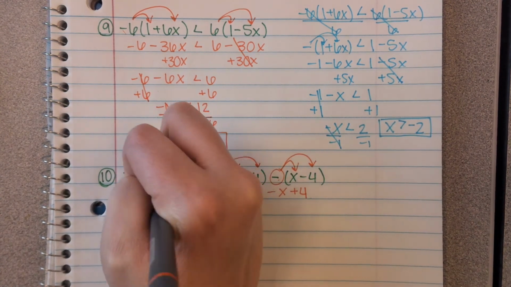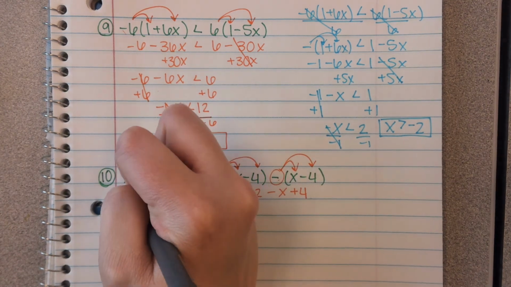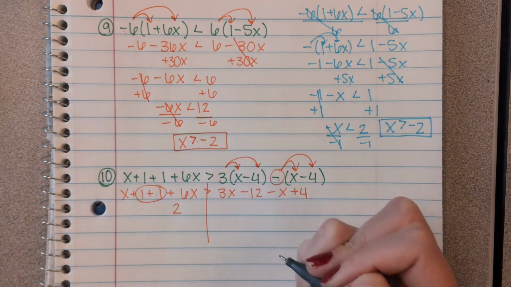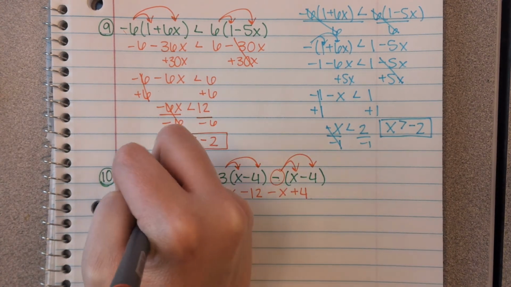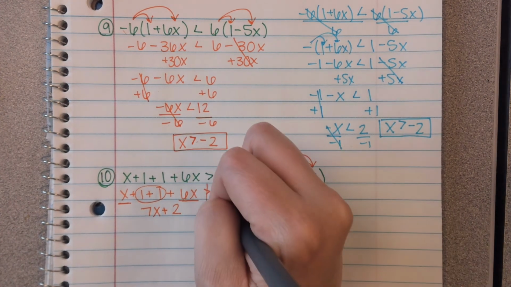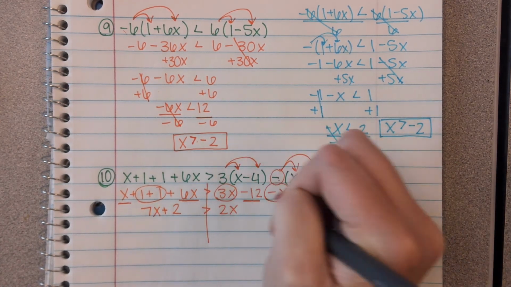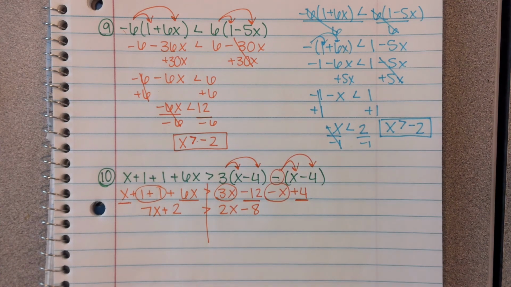I'm going to bring down everything on this other side. Now, I'm going to combine like terms. I'm not going to try to move anything until I get everything combined that I can. And if you need to, draw a line down the middle of the inequality symbol. Keep everything in order. All right, so on the left, I've got a 1 and a 1, and that gives me 2. I have an x and 6x, that gives me 7x. So I have 7x plus 2 is greater than. On the other side, I have 3x and negative x, which is 2x. I have negative 12 and positive 4, that's negative 8.